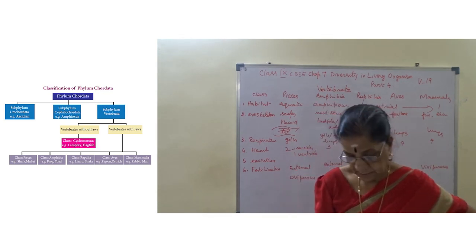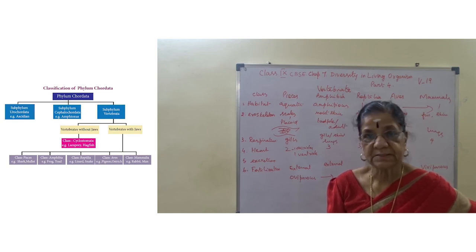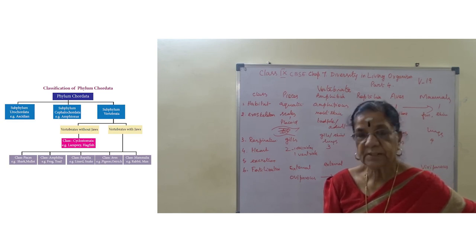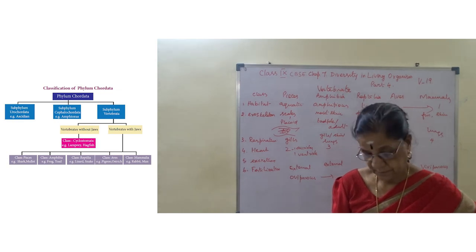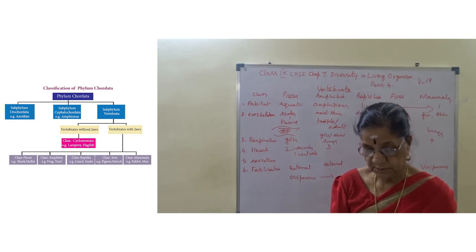There is a question: why do we keep both snake and turtle in the same class? Because both of them are cold-blooded and they have scales, breathe through lungs, have a three-chambered heart, and they do not lay eggs in water.